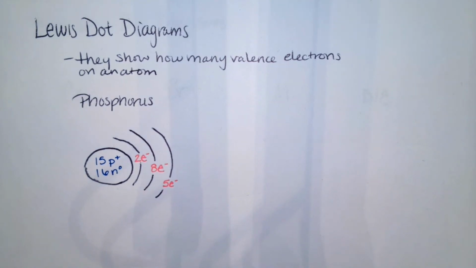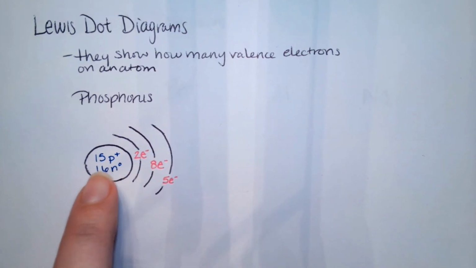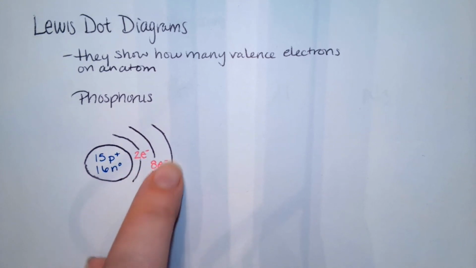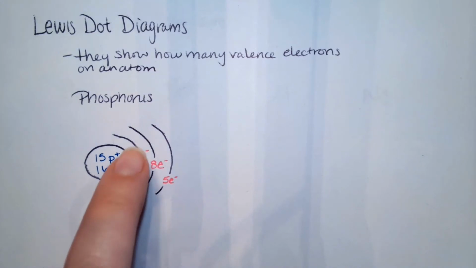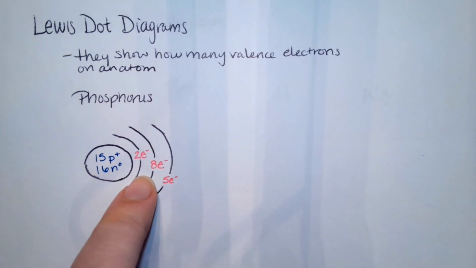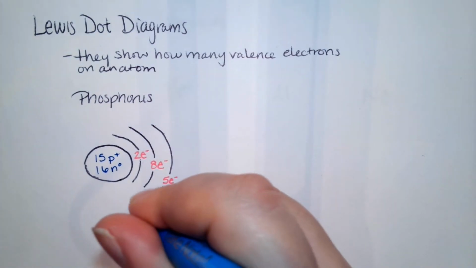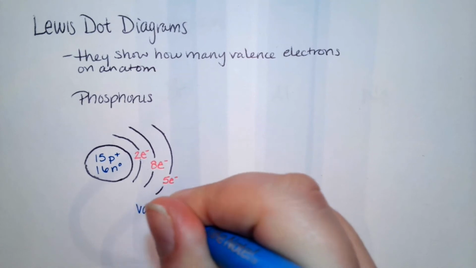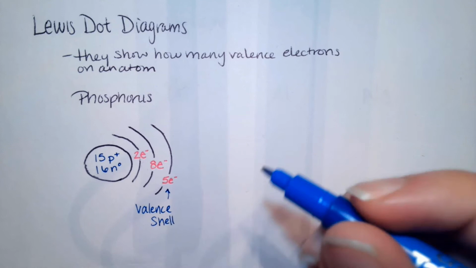Anyhow, so how do we figure them out? We look at the atom itself. So here's an example: phosphorus. 15 protons, 16 neutrons, and 2 plus 8 plus 5, 15 electrons. The first energy level is full with 2, the second energy level is full with 8, and the third energy level has the valence electrons. So this is the valence shell, and it has 5 electrons in it.